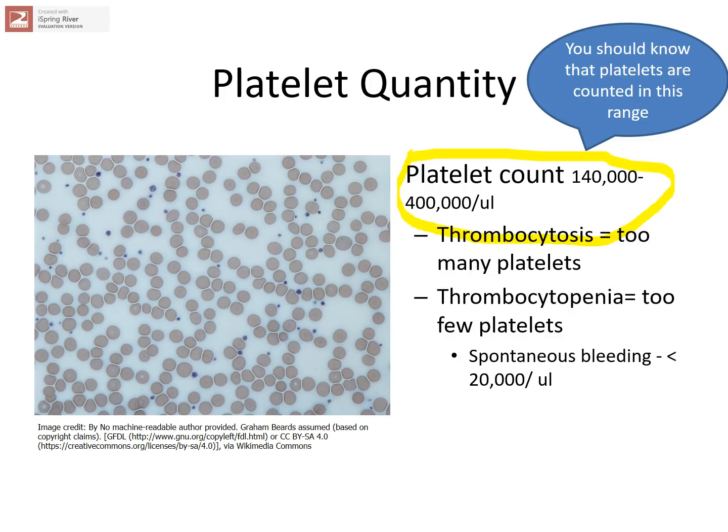People don't usually develop this kind of thrombocytopenia unless they have a bone marrow disorder or if they're being treated with chemotherapy or have some other type of disease. So remember, platelets are essential to controlling bleeding, and severe thrombocytopenia can result in spontaneous bleeding. And you should also recognize the words thrombocytosis and thrombocytopenia.